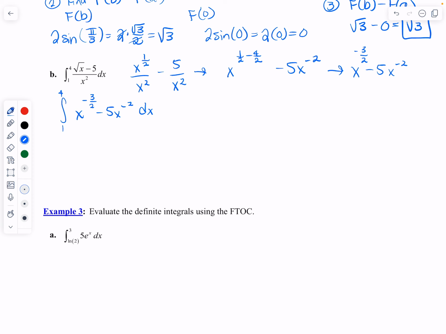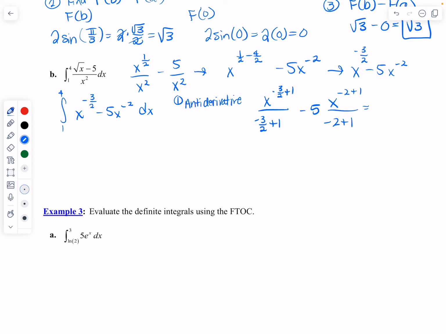All right, so now we need the antiderivative. So this is step number 1. Okay, so I get x to the negative 3/2 plus 1 over negative 3/2 plus 1. And then minus 5, the 5 I can kick out, and I do x to the negative 2 plus 1 over negative 2 plus 1. So I'm going to have to simplify this out.